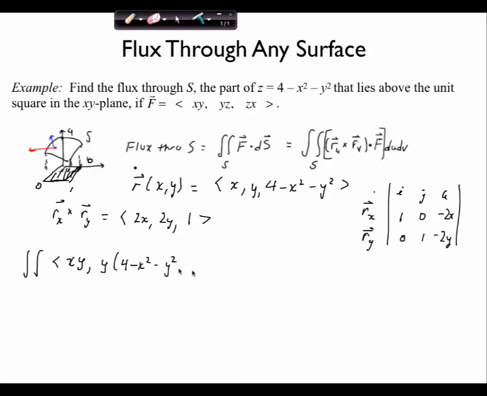And then zx, 4 minus x squared minus y squared, x, dot, what? This is our rx cross ry, right? So this thing right here, 2x, 2y, 1, dy dx. And so y goes from 0 to 1, x goes from 0 to 1.